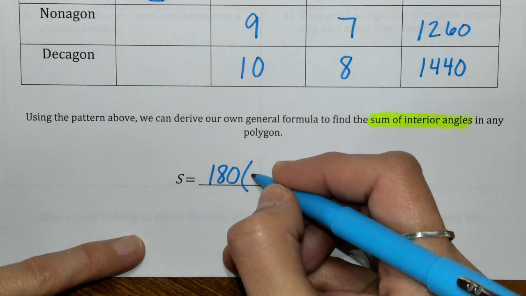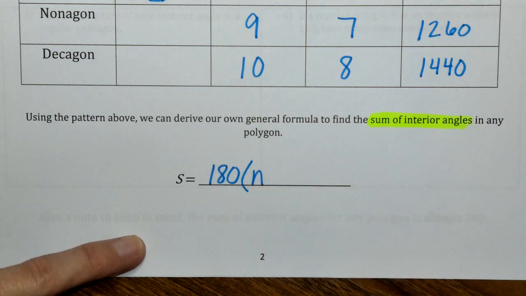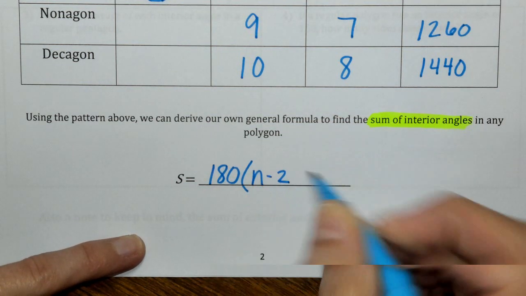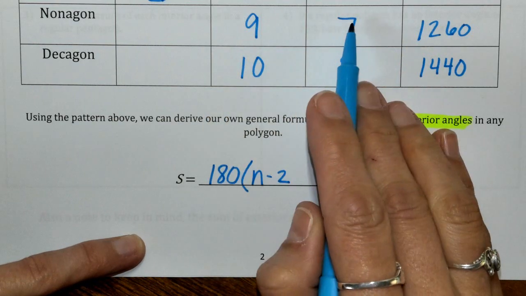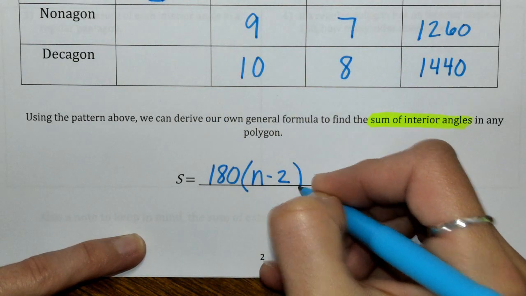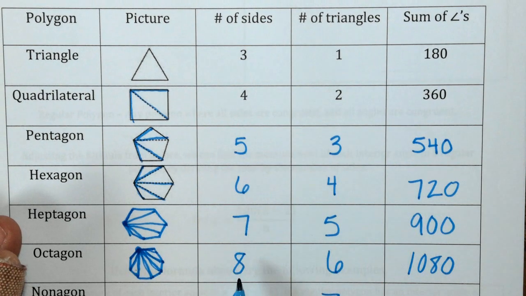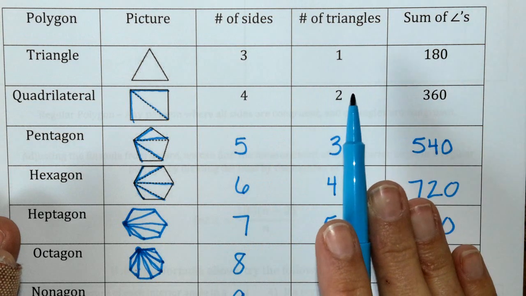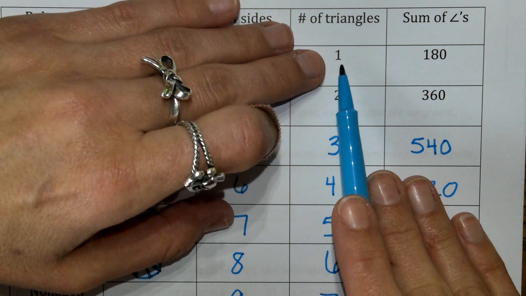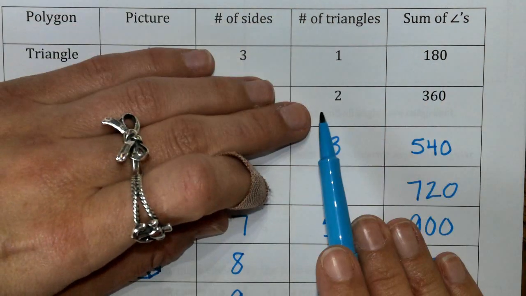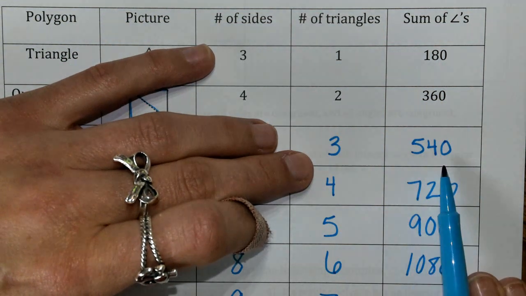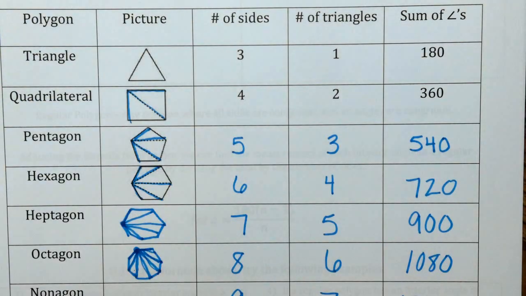So we have to take our number of sides, which is represented by the letter n. We have to subtract 2 so that we can get the number of triangles, and then we multiply that by 180, and that's your formula. So to recap, we take the number of sides, we subtract 2 to get the number of triangles. We take the number of triangles and multiply it by 180, and this is the sum of our interior angles.